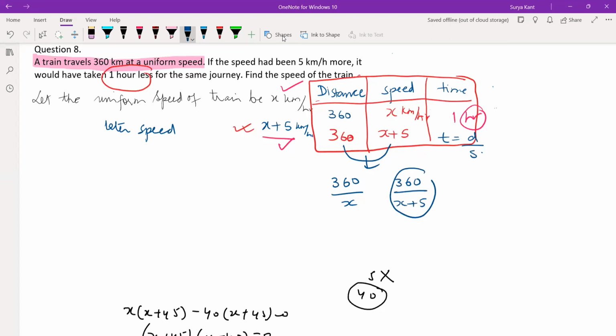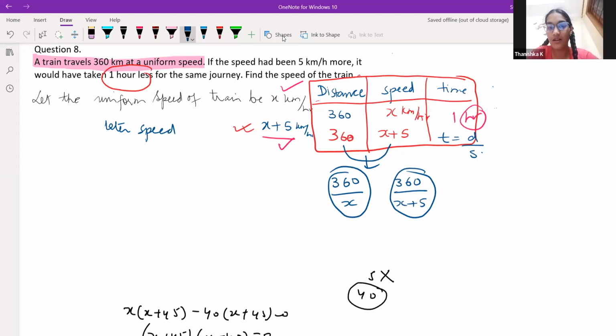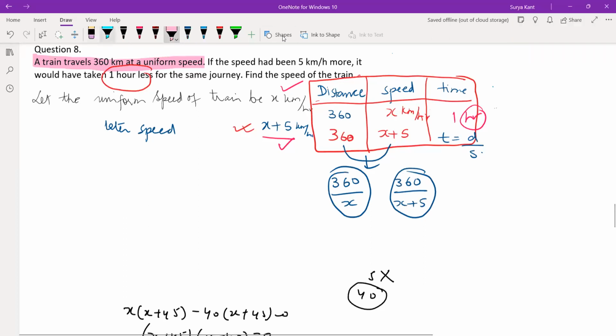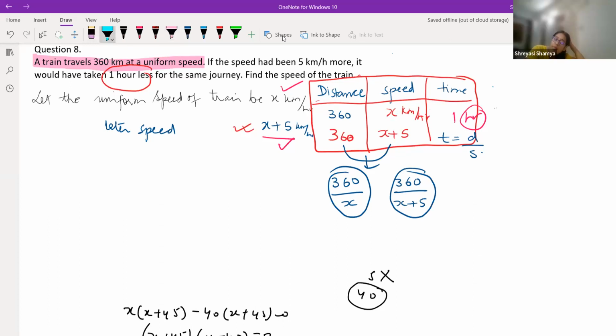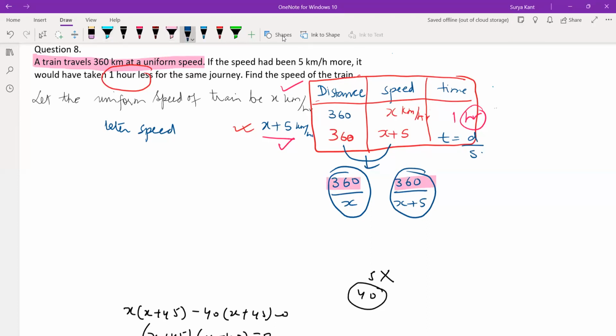Which is more, the second one or the first one? I'm not talking about the speed, I'm talking about the overall time, which is taking more time. So the time for the first one will be more. If both distances are the same, the one with less speed will take more time, right? So the difference between both is given as 1 hour. The difference between these is equal to 1 hour.